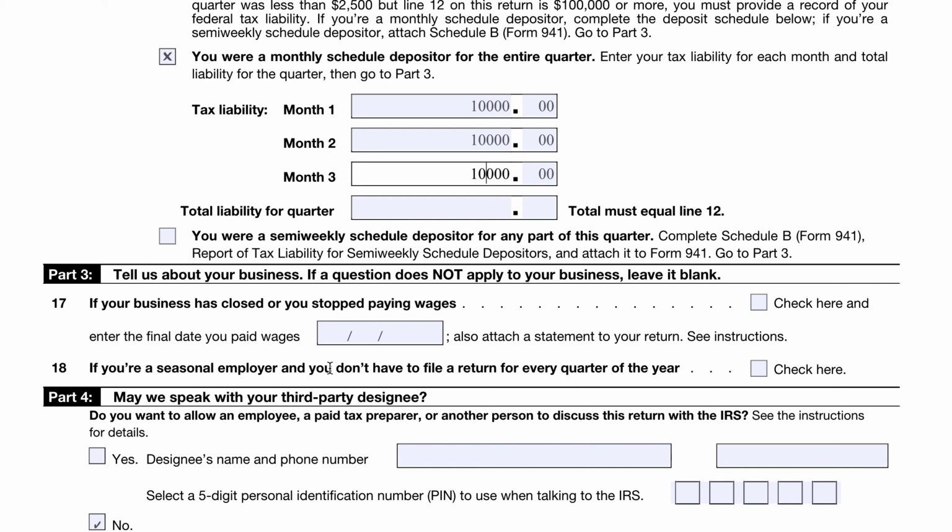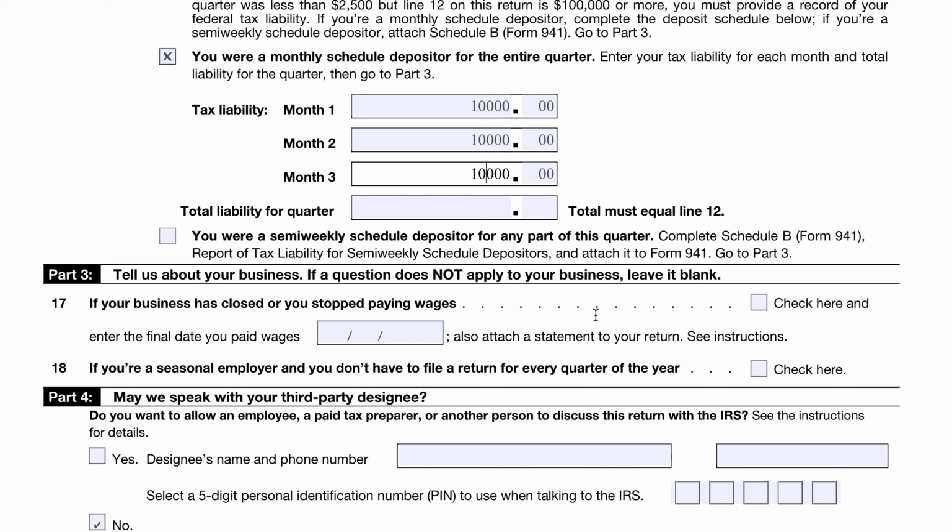So line 17 pertains to a business that may have closed, or if you had to let all your employees go. You're basically checking this box, and then you're entering a final date that you paid wages to your employees. This lets the IRS know that you're not going to be sending any more Forms 941. Then you would attach a statement to your tax return. We do cover a little bit more detail on line 17 in the article.